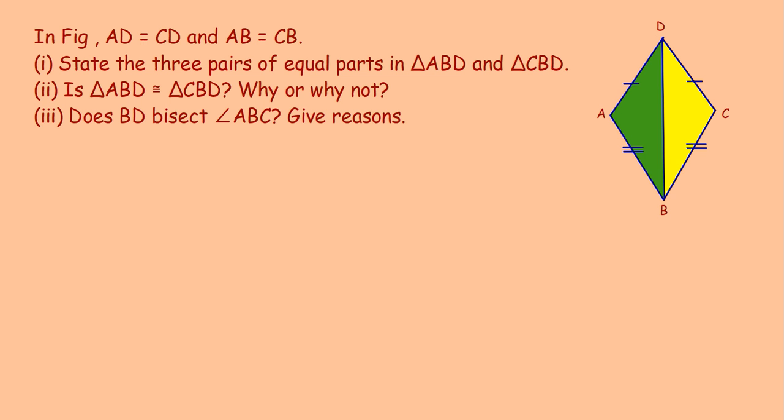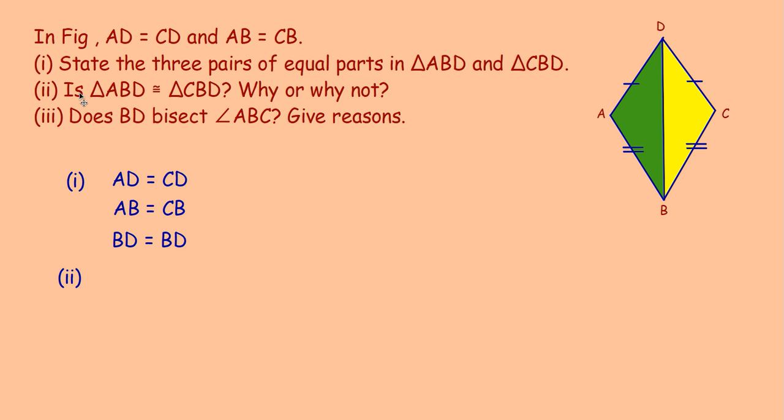That we can write first. Here it is given AD and CD are equal. So we can write AD is equal to CD. Similarly, AB and BC are equal. So we can write AB is equal to CB. Then what about the third side which is equal? In both triangles you can see this BD is common. So you can write BD is equal to BD, that is common. Therefore, these are the three pairs of equal parts in triangle ABD and triangle CBD.